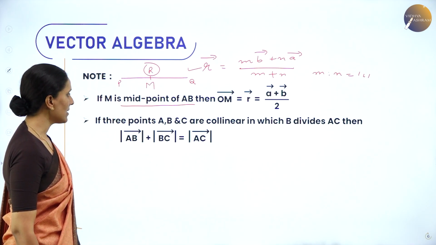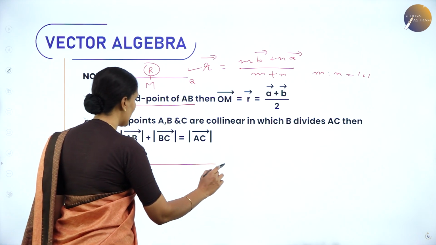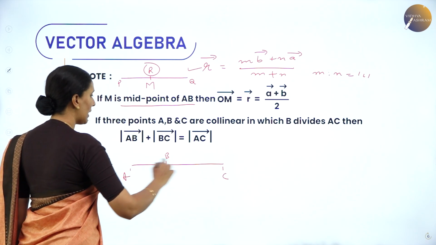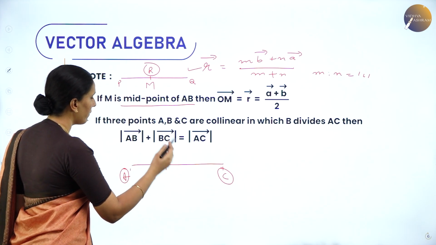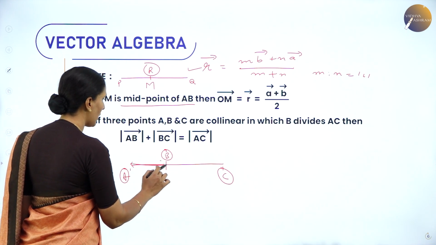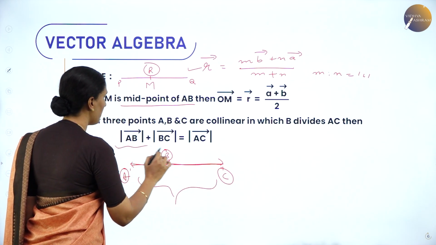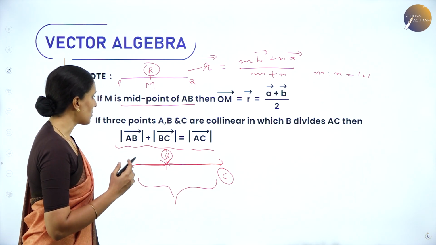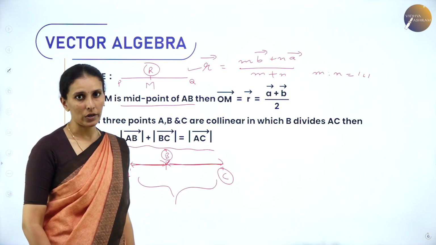The next thing is, if A, B, C are collinear in which B divides AC, that means suppose we have a line AC and B is a point on the line AC, then clearly from this figure we can say A, B, C are collinear. Now with the help of vectors we can say that the magnitude of AB, that is the length of AB, plus the length of BC should be equal to the length of AC. So if we prove this result with the help of vectors, then vector AB plus vector BC is equal to vector AC. Then we can say A, B and C are collinear.